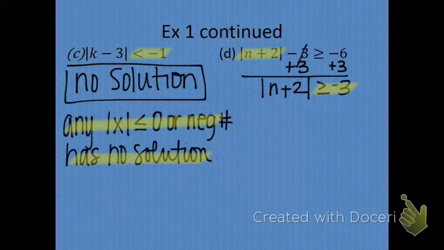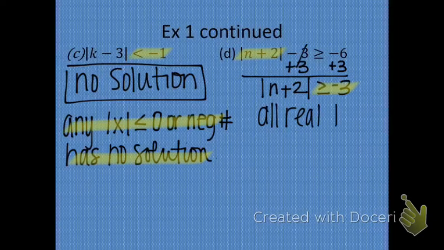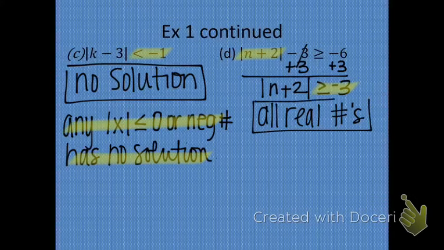Think a little bit harder. There we go. It's all real numbers. So it's another shortcut. It's still a shortcut, but instead of having no solution, it means any number would work. So this one is all real numbers. So you have to be very, very careful. There are 2 separate shortcuts in these inequality problems.